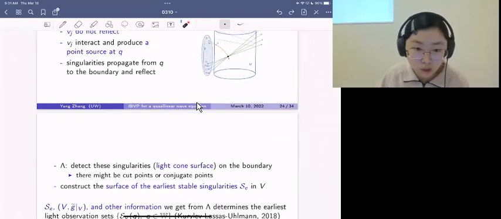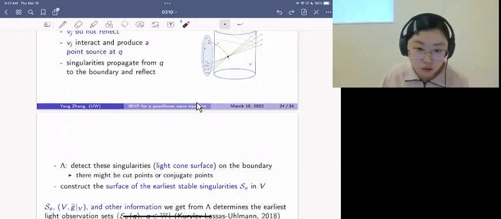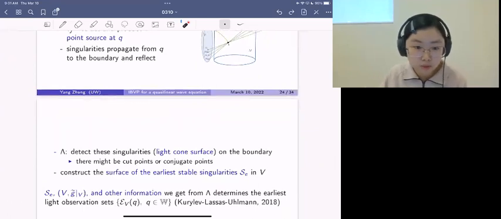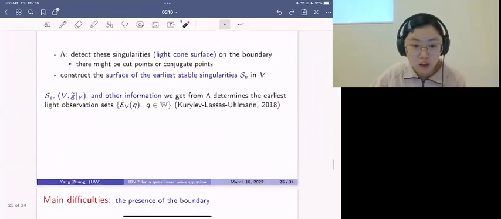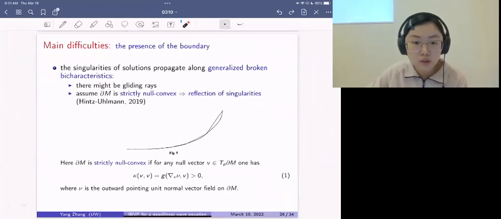There might be cut points or conjugate points, but one can construct the surface of the earliest stable singularities, which can be regarded as a candidate for the earliest light emission set. Then by using other information that we derive from the DN map, we can determine the earliest light emission set for each point Q in the diamond set in the set W. So then we can use the result for passive measurements. The main difficulty here is caused by the presence of the boundary.